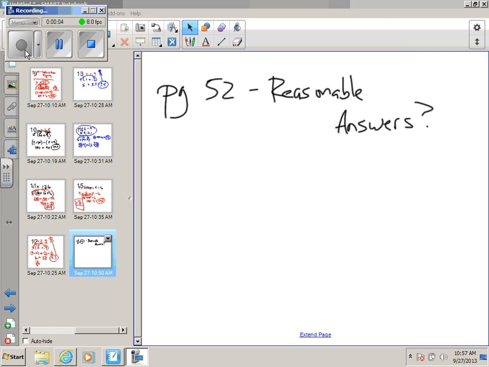Page 52, and the lesson today deals with reasonable answers. Another problem-solving tool that we're going to use when we tackle word problems. We need to determine whether or not an answer is reasonable. Another way of saying or asking ourselves if it's reasonable is asking ourselves what?